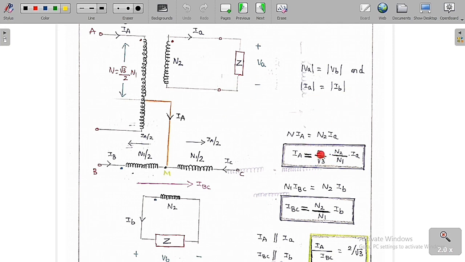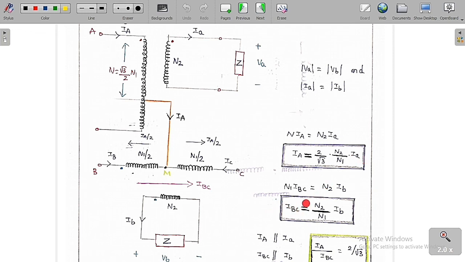Now I am going to equate the MMF of this transformer, primary and secondary. So N into IA is equal to N2 into IA. Now we know the value of N: N is equal to root 3 by 2 N1. If we substitute here, finally we get IA is equal to 2 by root 3 into N2 by N1 into IA.